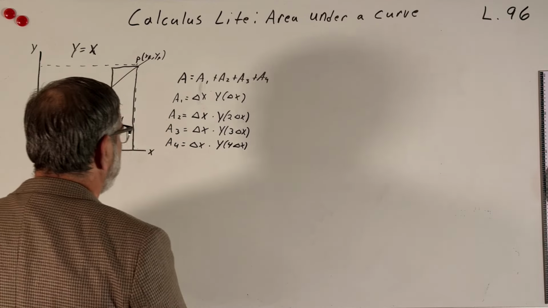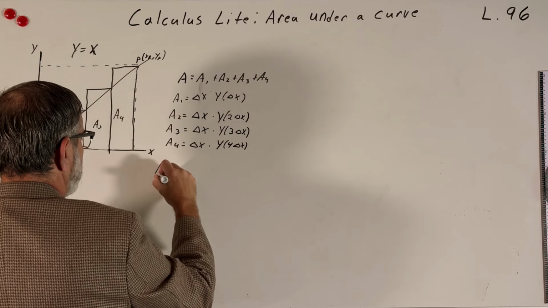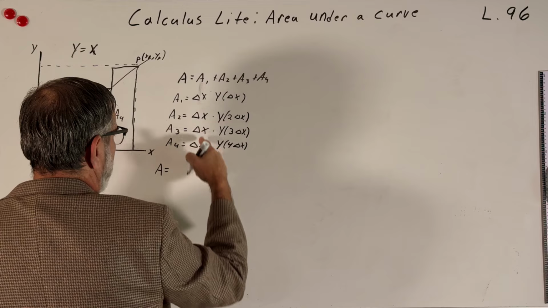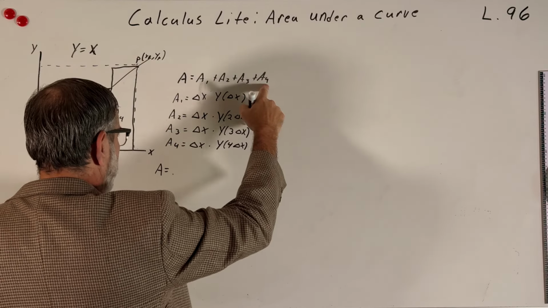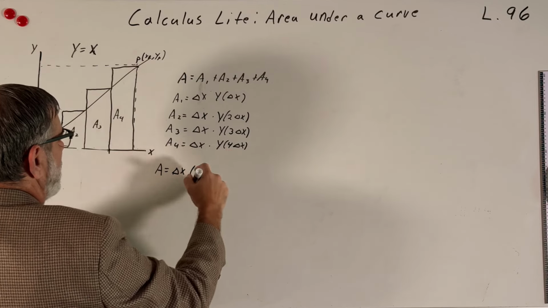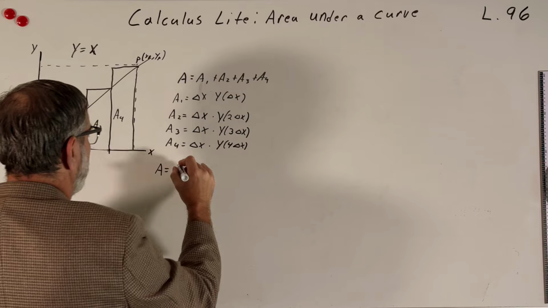Okay? And so if I write this up, I can say that A is equal to, I can factor out a delta x out of all these when I add them all up, right? So A1 plus A2 plus A3 plus A4. So I'll have delta x times, and then we'll have, well, actually, let me do it like this. Let me just write it out longhand.